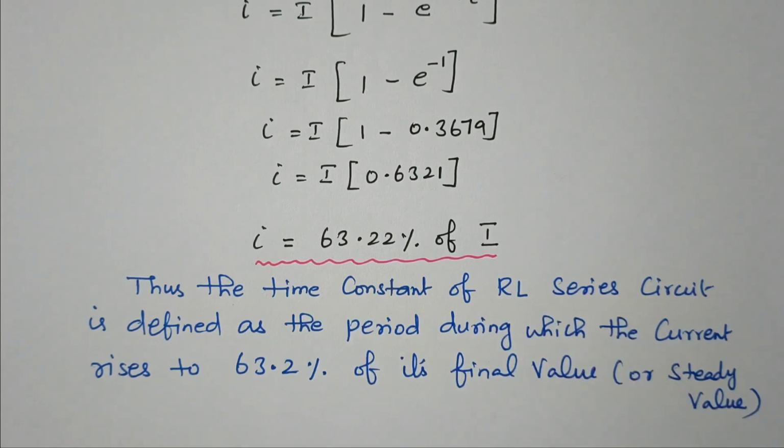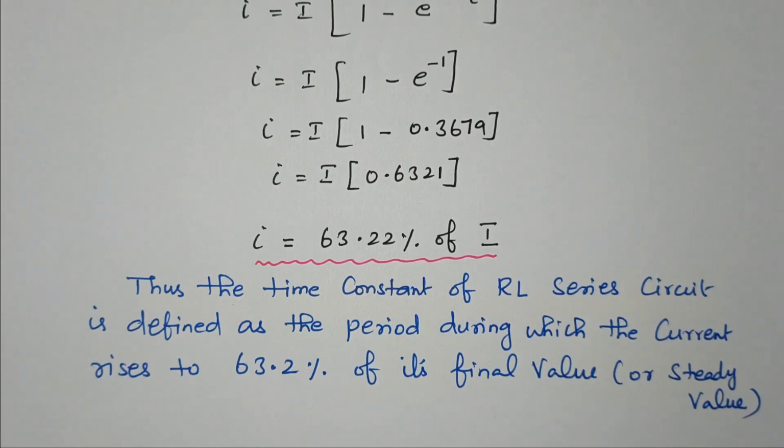So in this video we discussed the DC transient response of the RL circuit, where R and L are connected in series. For case 1, the rise of current, we discussed how the current behaves as well as the voltage across the inductor and the voltage across the resistor. Finally, we calculated the time constant.